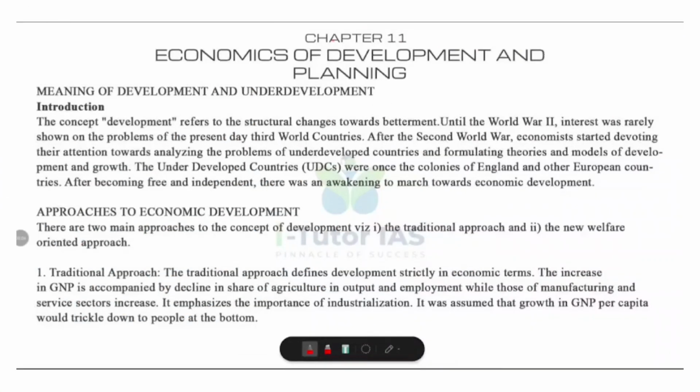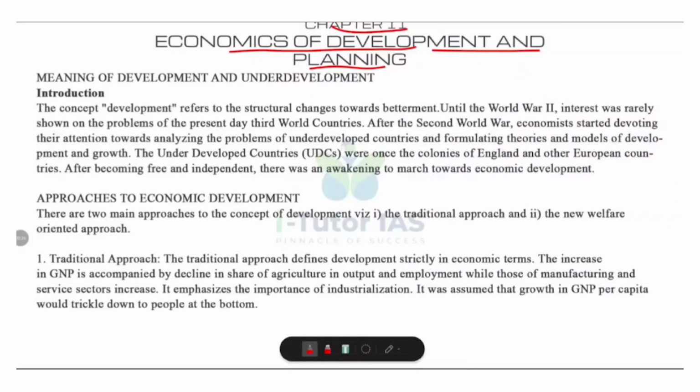Today we are going to deal with Chapter 11, Economics of Development and Planning. To understand developmental economics, the first thing we must clarify is what exactly is development. In simple words, development refers to structural changes in an economy that lead to improvement or betterment in people's life. This includes changes like better technologies, improved institutions, higher productivity, better living standards, and reduction in poverty and inequality.